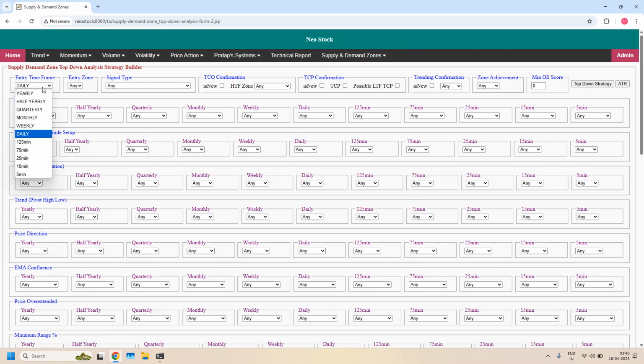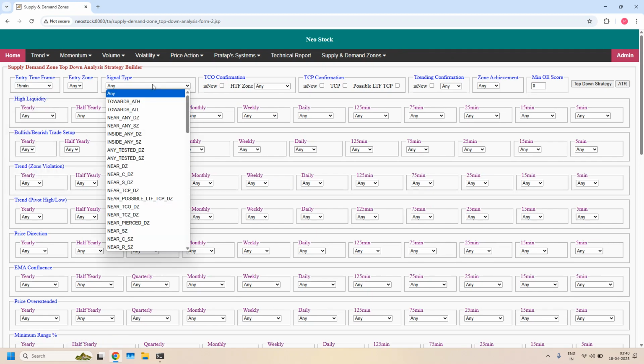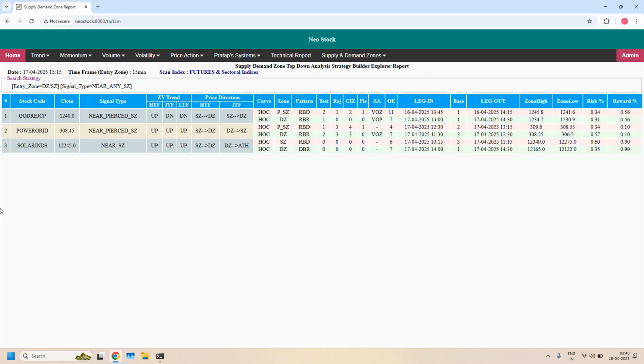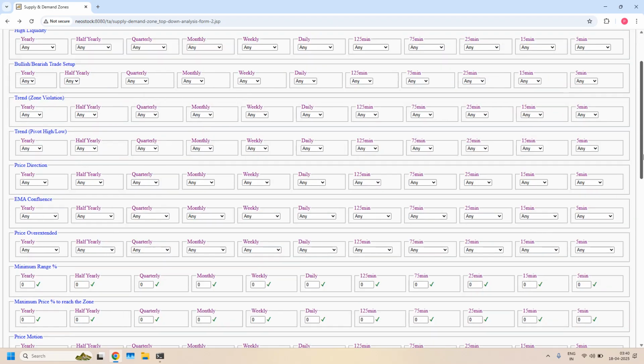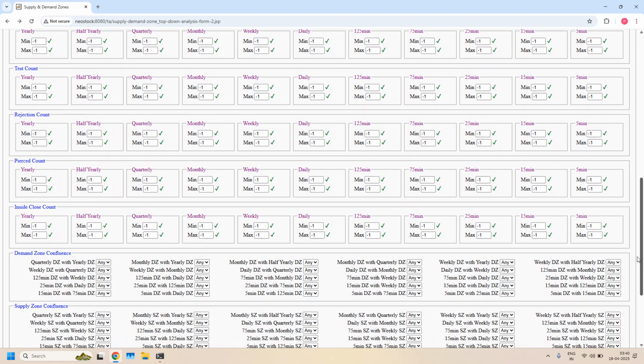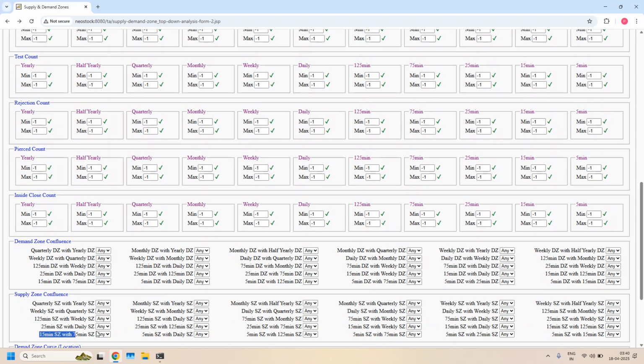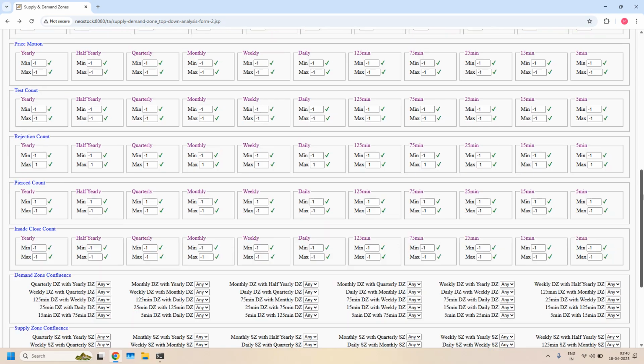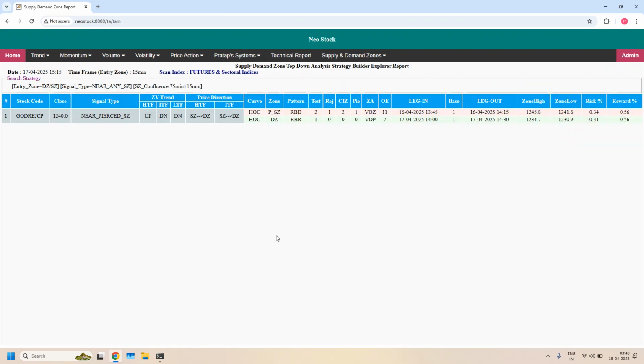Okay, next 15 minutes time frame. Stocks near to the 15 minute supply zone. We got 3 stocks. Okay, we will filter based on 15 minute supply zone with 75 minute supply zone confluence. We got 1 stock, but that is a pierced supply zone.